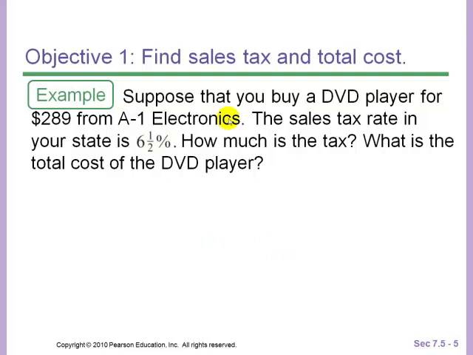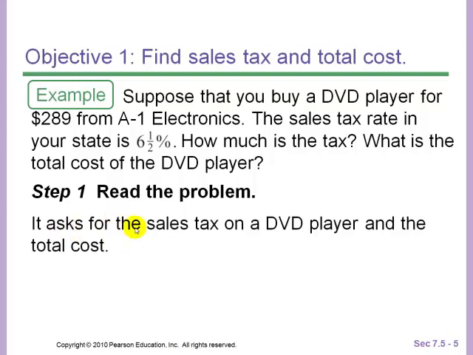Example: suppose that you buy a DVD player for $289 from A1 Electronics. The sales tax rate in your state is 6.5%. How much is the tax? What is the total cost of the DVD player? Read the problem. It asks for the sales tax on a DVD player and the total cost. Assign a variable to your unknown.